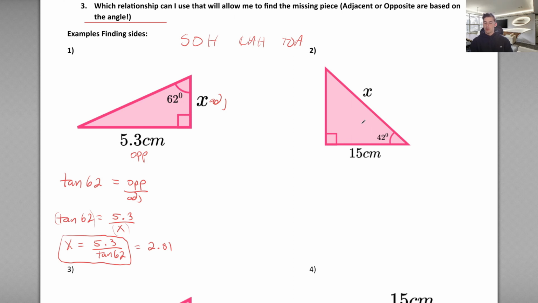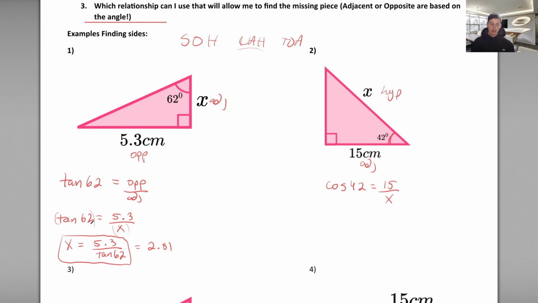All right, let's do 2. What do we have here? We have the angle 42, and we have two sides. We know that the x is the side opposite to the 90-degree angle, so that's the hypotenuse. What about the 15? The 15 is the side closest to the angle, so that's the adjacent side. So with adjacent and hypotenuse, we know we use cosine. So the cosine of the angle 42 equals adjacent side, which is 15, over the hypotenuse, which is x.